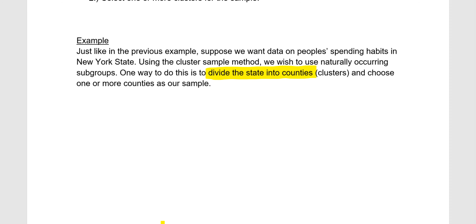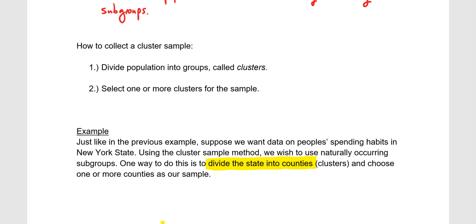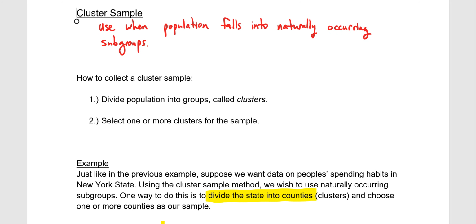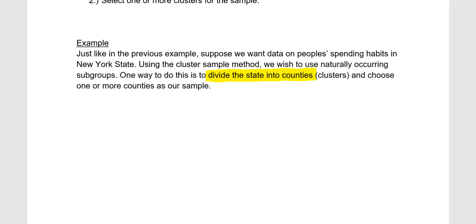Okay, so similar to stratified, but still pretty different. In stratified, we had to split up the population into groups that we call strata, and each individual in the group had to have similar characteristics. That ensures that all of those characteristics are going to show up in our sample. For a cluster sample, we use naturally occurring subgroups, and then we choose one or more of those groups, called clusters, for our sample.